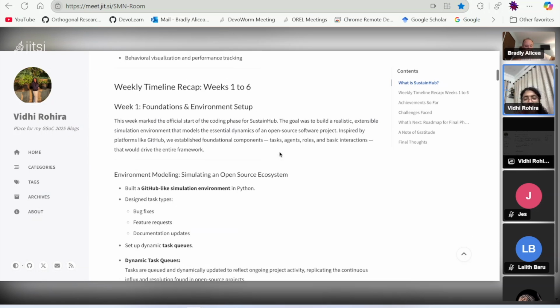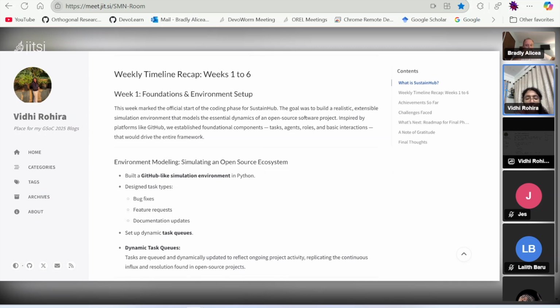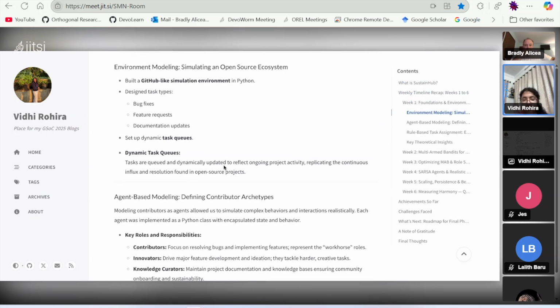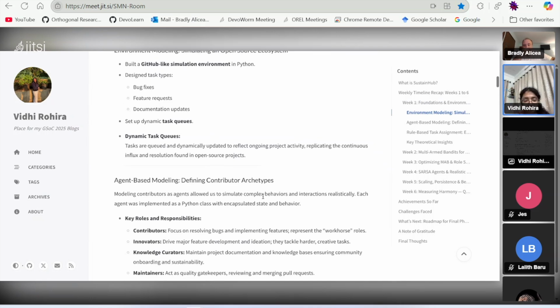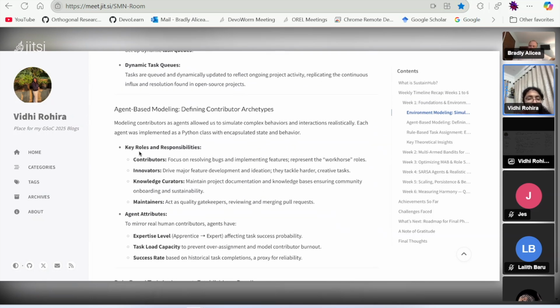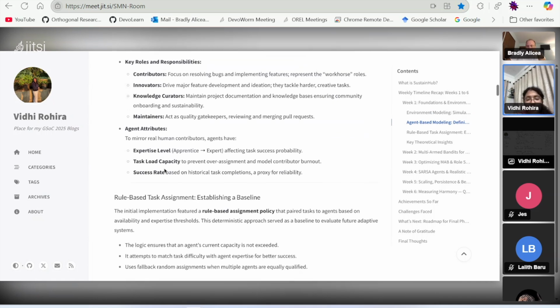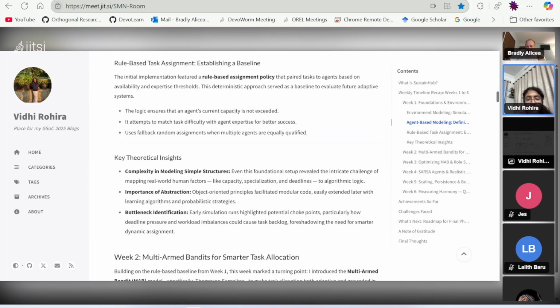So obviously week 1 was just about how I had the whole environment set up, about how there were bug fixes, feature requests, documentation updates, and the dynamic task queues, and how the tasks will be allocated. And I have named the agents: the contributors, innovators, knowledge creators, maintainers, and the agent attributes, which are mentioned in more detail in the code. So that was the first week.